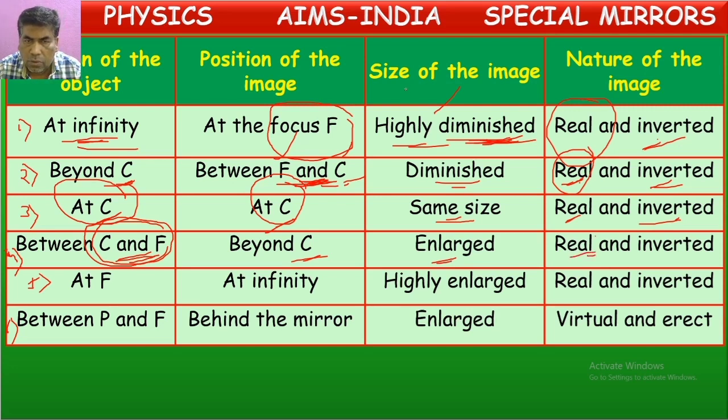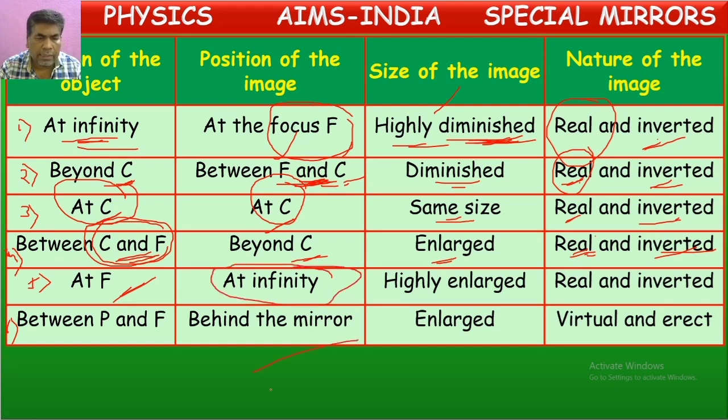So what is the size of image? Enlarged. Nature of image? Real, inverted. In this case also real, inverted. When the object is at focus, image is formed at a very long distance, at infinity.